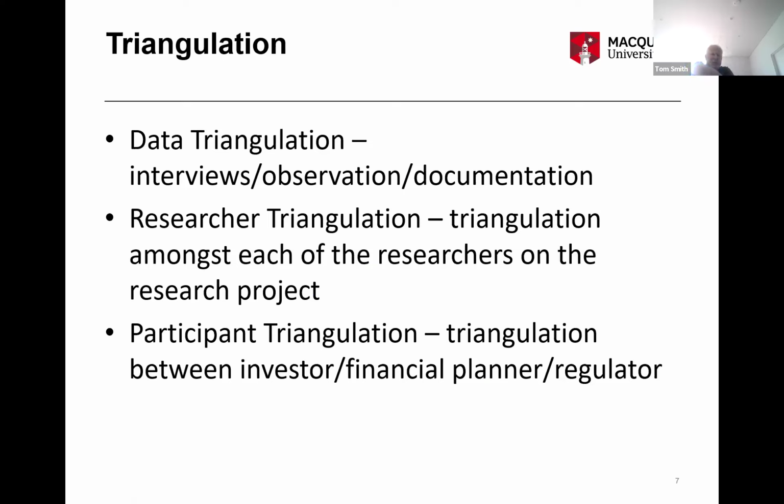You also have participant triangulation. And this is really important, because the investor blames the financial planner and the regulator. So if you only talk to investors, you're only getting one side of the story. If you're being offered 10% returns, and the government bond rate is 4%, well, you should know as an investor that is risky.